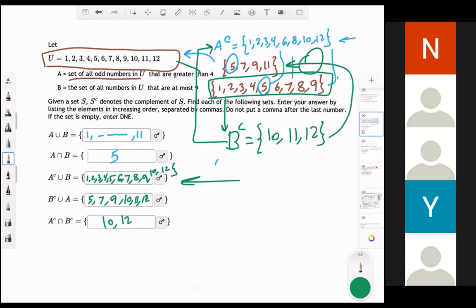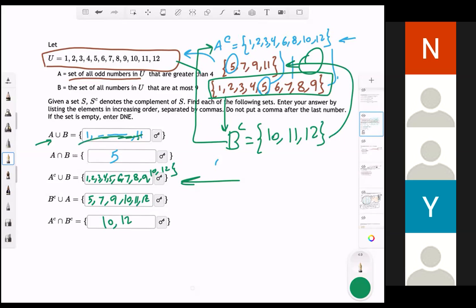Very good. So the first one, you're saying, why did I go 1 to 11? What do you think the answer should be? Well, I was just curious as to why we didn't include 12. I see. I think this is missing 10 also. This is not correct. So let's do this one.